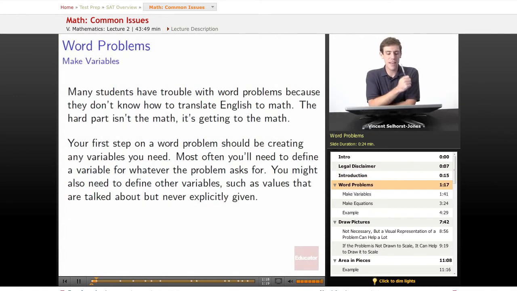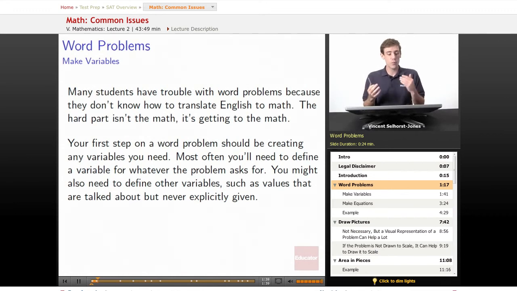Word problems. So many students have trouble with word problems because they don't know how to translate English to math. The hard part isn't doing the math. They're normally good at the mechanics, the algebra, and the arithmetic. It's just getting from English into math speak, right? They're kind of different languages. In fact, they are different languages, but normally people don't think of math as a language, but that's really what it is.